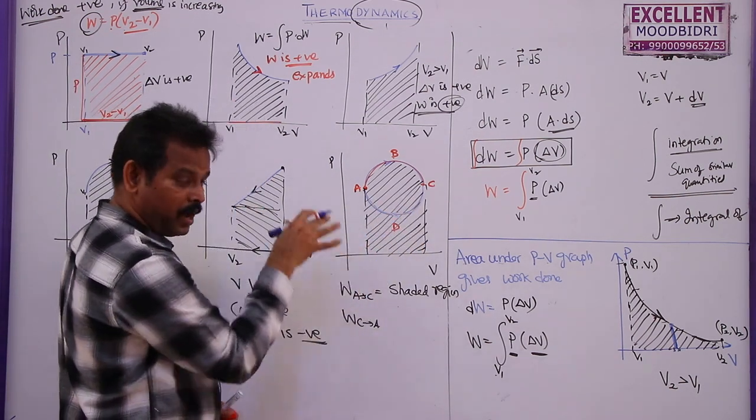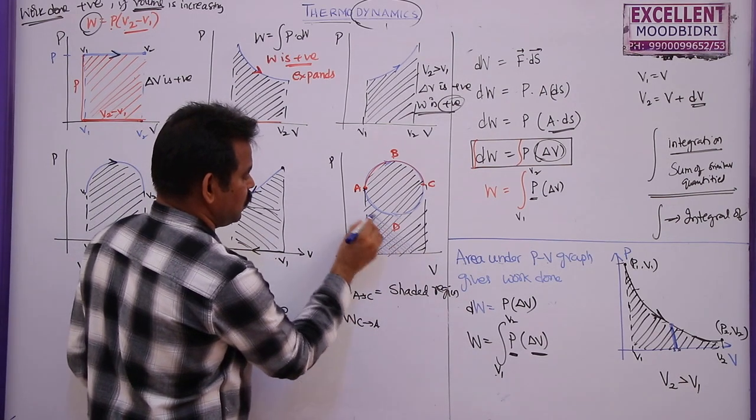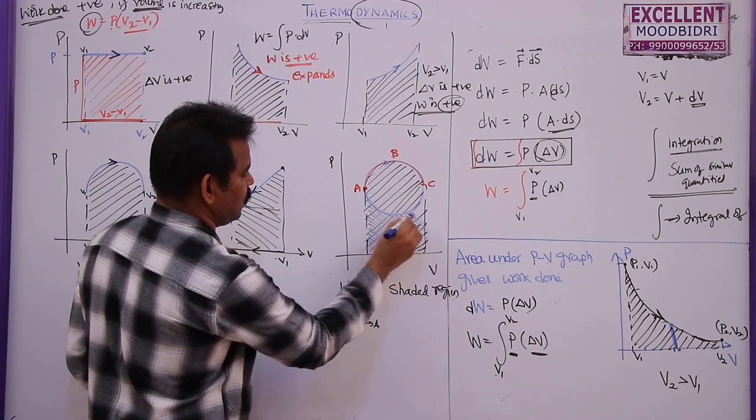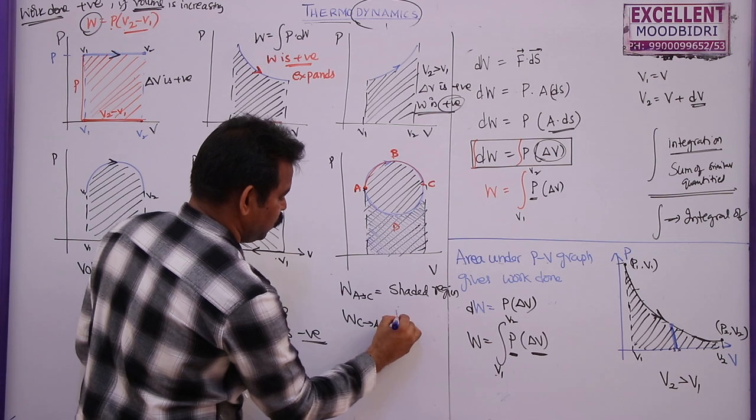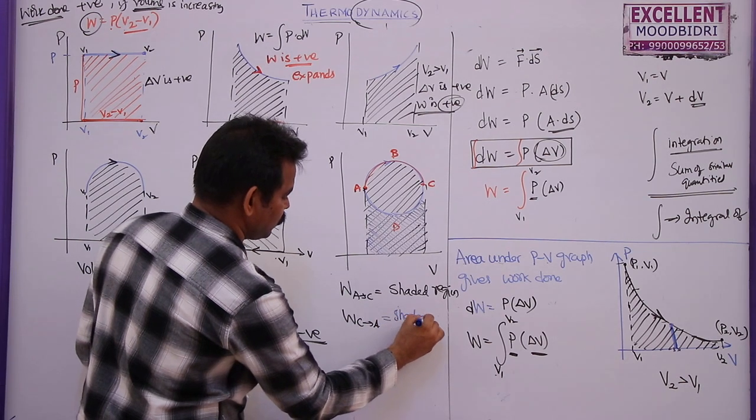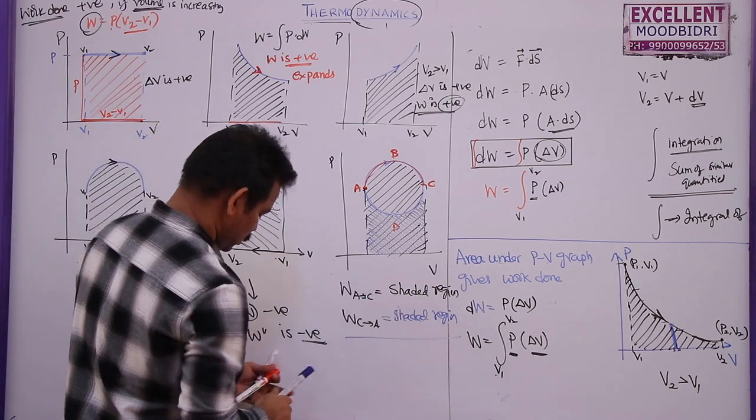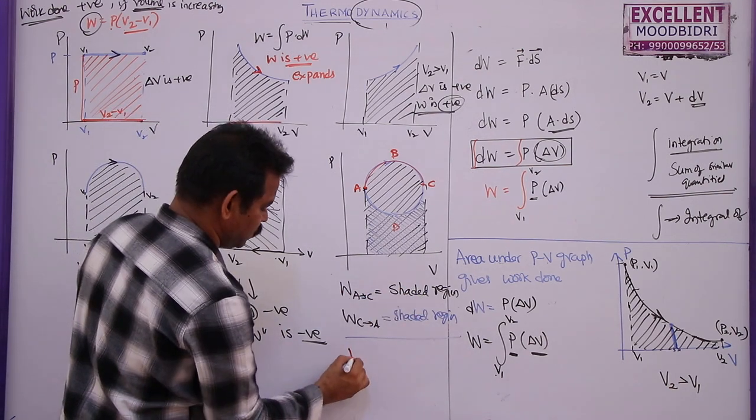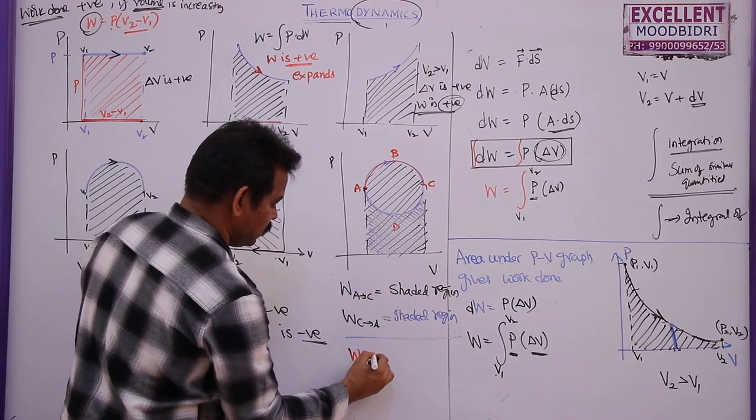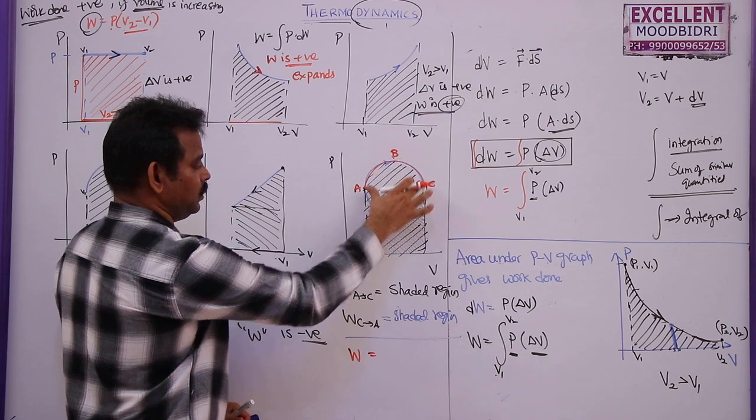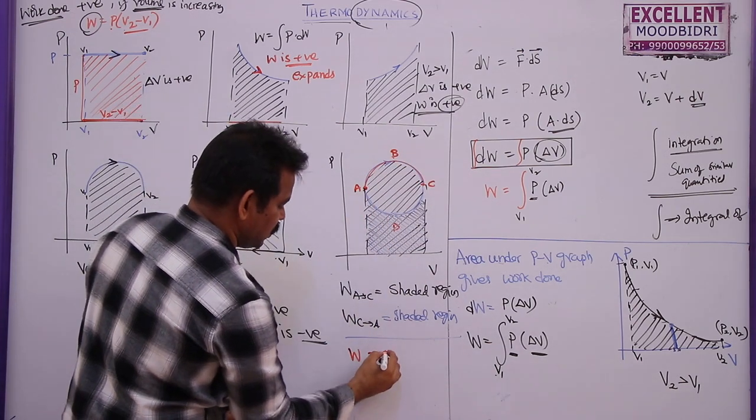So what is the area under this graph? This is the region in which work done will be negative. Why? Because volume is decreasing, work done is negative. This is the region shaded in blue, and this is shaded in black. So what is the total work done? The total work done is equal to the positive work minus the negative work. So from this entire region, if you remove this one, you will be left with the area of the circle.